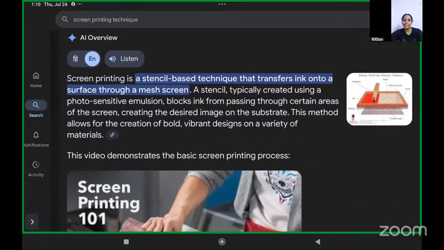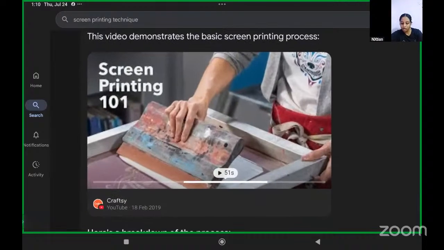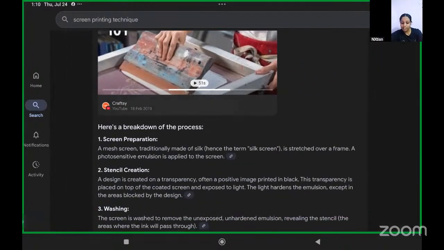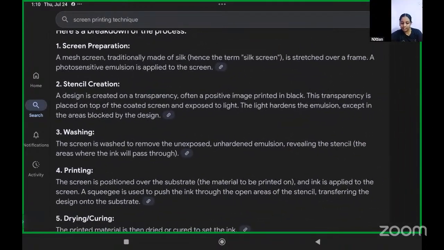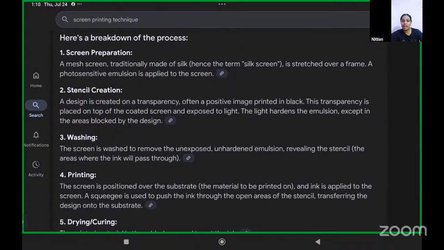So it's a stencil-based technique that transfers ink onto a surface through a mesh screen. The stencil is created using a photosensitive emulsion, which blocks ink from passing through certain areas of the screen, creating the desired image on the substrate. This method allows for the creation of bold, vibrant designs on a variety of materials. Okay, and here's the process of how it's done.